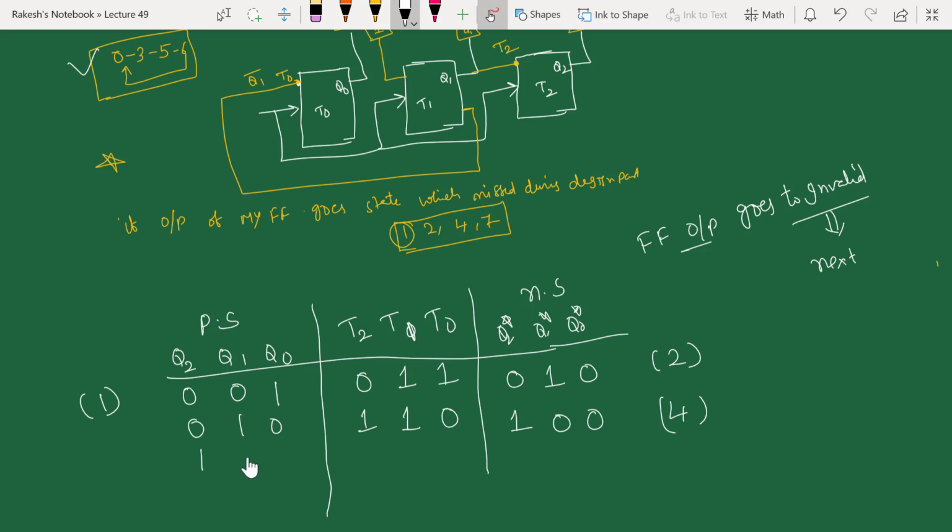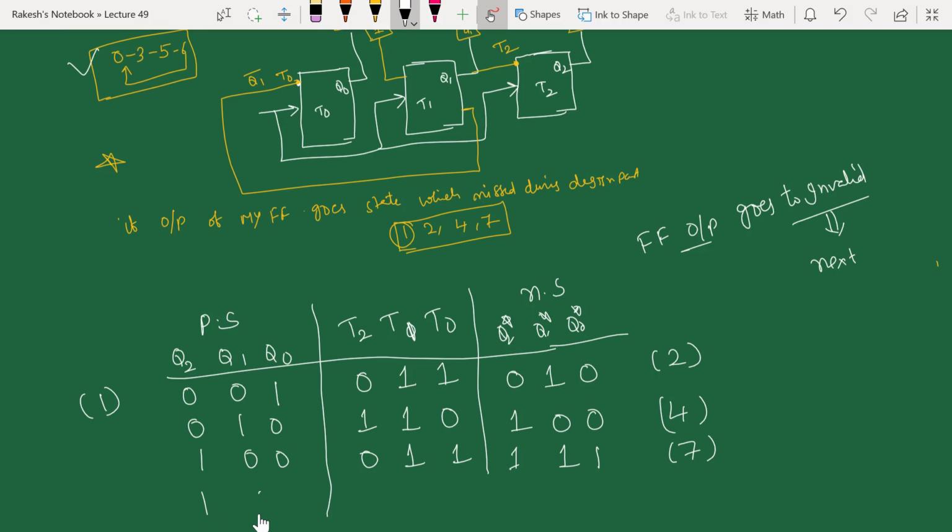Suppose it is in 100. In this case again your T1 will be 1 as per the circuit, and your T0 will again be Q1 bar. Q1 is 0, so Q1 bar will be 1, and your T2 is Q1, which is 0. Now if you write the next state based on these T inputs, T0 is 1, that means it toggles and goes to 1, T1 is 1, that means it also toggles and goes to 1, and T2 is 0, it will be in the same state. Now it goes to number 7.